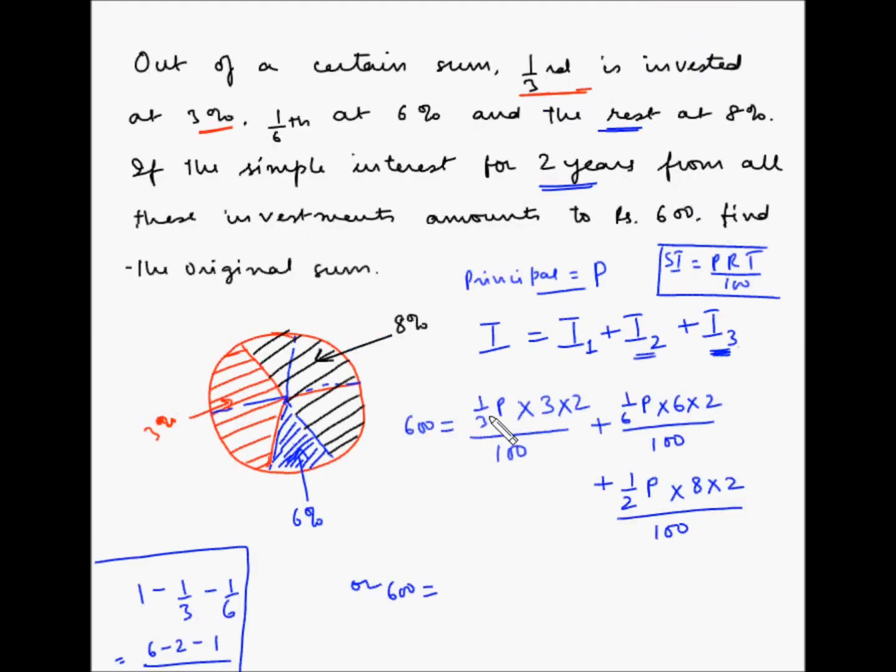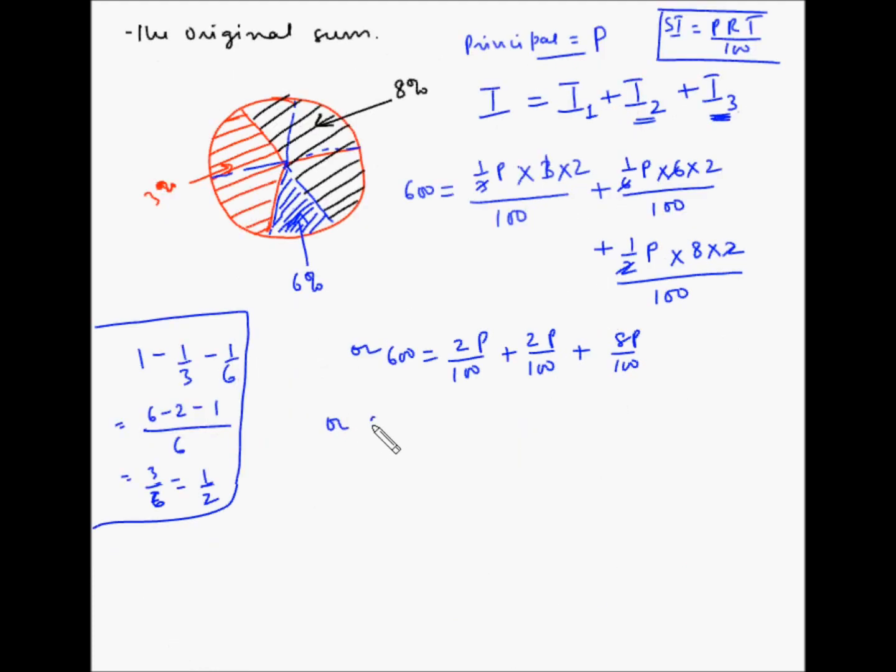So 600 is equal to, here we can cancel 3 and 3, 6 and 6, 2 and 2. So this becomes 2 times P divided by 100 plus 2 times P divided by 100 plus 8 times P divided by 100. Or 600 is equal to, let's take 100 as the LCM, so 2P plus 2P plus 8P, or 8 plus 2 is 10, plus 2 is 12, so 12P by 100.